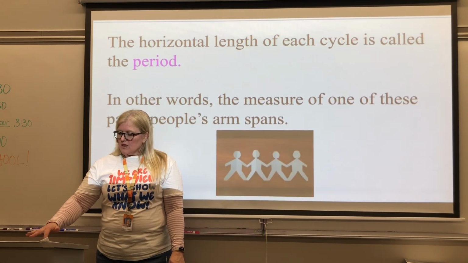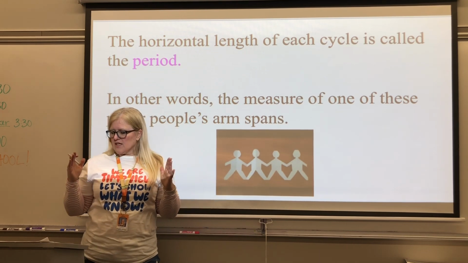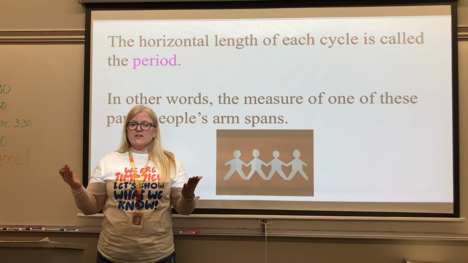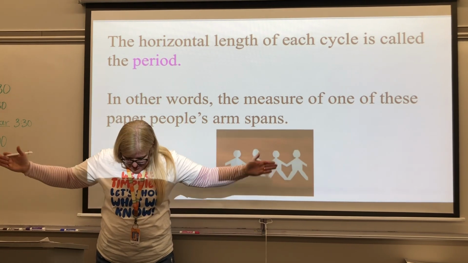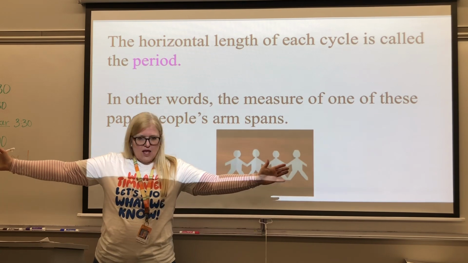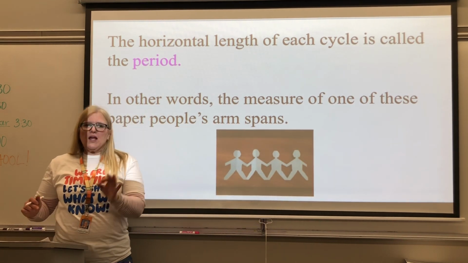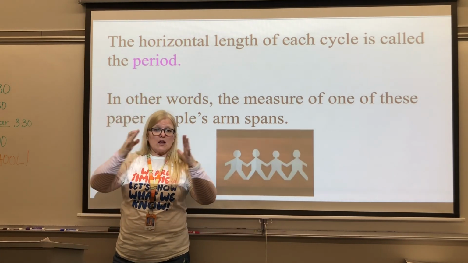The horizontal length, this is important. The horizontal length of each cycle is called the period. In other words, the measure of one of these paper people's arm spans and leg spans. However, you can see they're the same. But the period, that's a really important word. Amplitude and period. So amplitude is this way, period is this way.